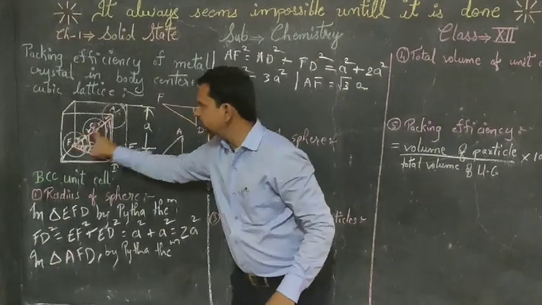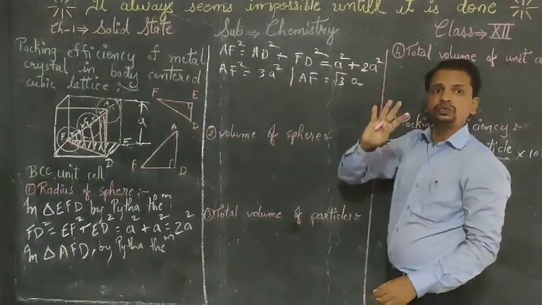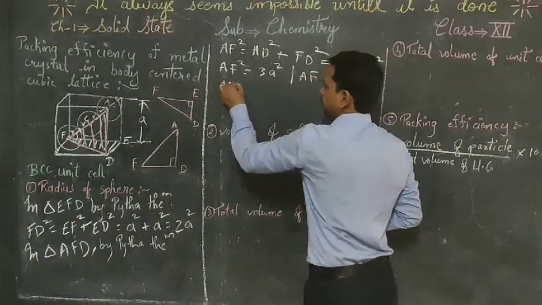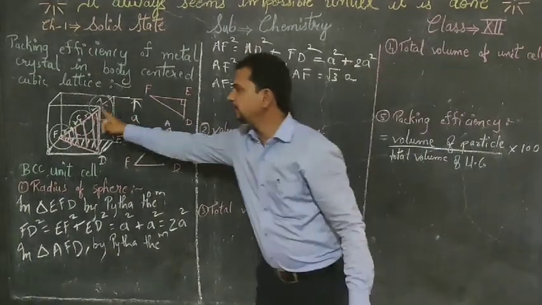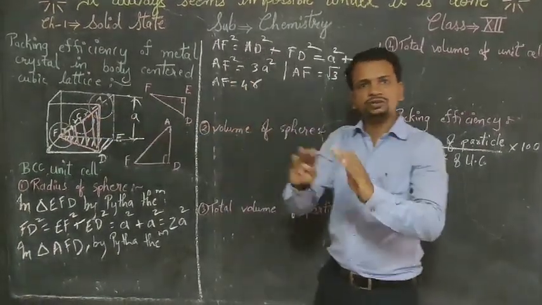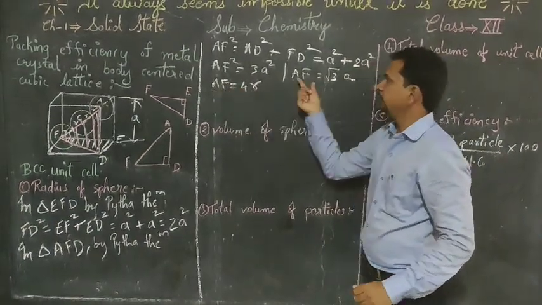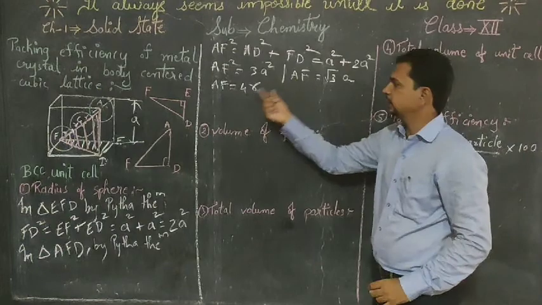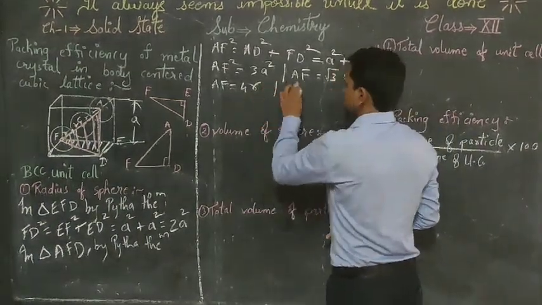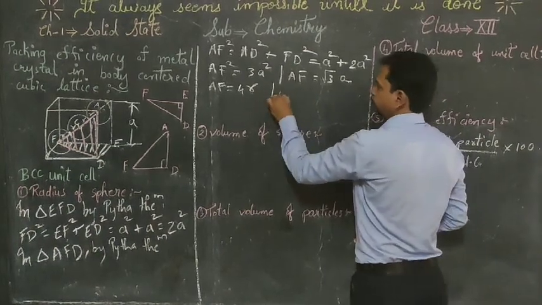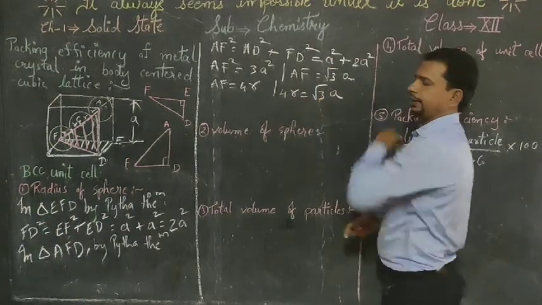Now in AF, how many radii are there? 4 radii are there. So AF is equal to 4R. The length of AF is equal to the length of 4 radii. Therefore, we will replace AF with 4R in this equation. If we replace AF by 4R, we get 4R is equal to root 3 A.